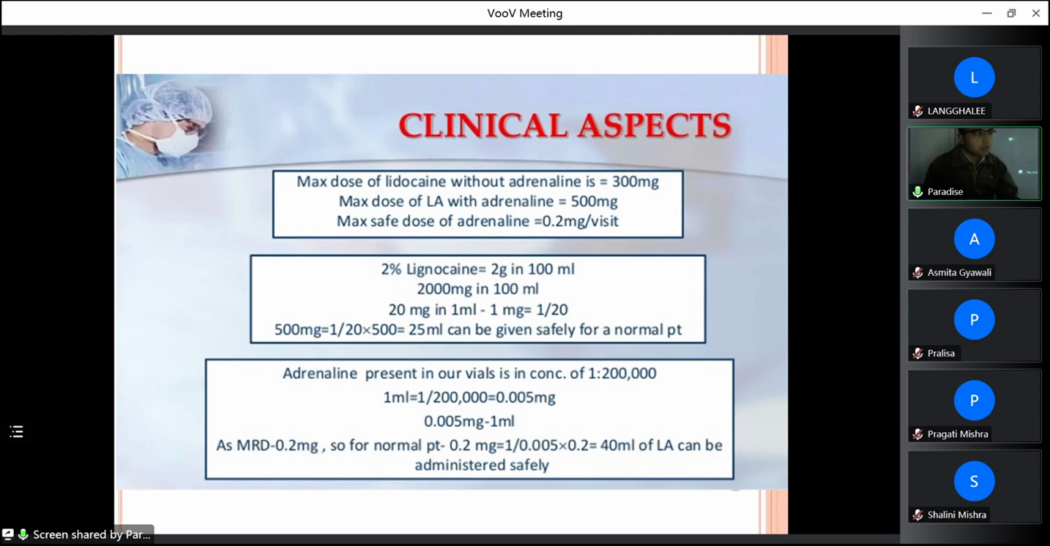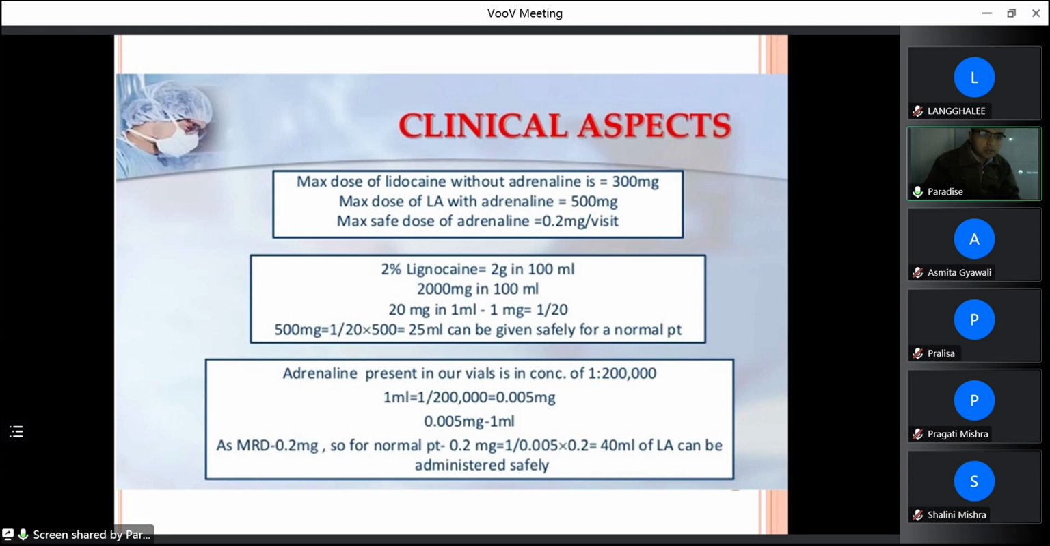Again, you have to calculate the dose of adrenaline as well. Adrenaline in our vial is in a concentration of 1:2 lakh. So 1 ml consists of 1 by 2 lakh, or 0.005 mg of adrenaline. As the maximum recommended dose is 0.2 mg, for a normal patient 0.2 mg is present in 1 by 0.005 into 0.2, that is 40 ml of local anesthesia, which can be administered safely. So according to the dose of adrenaline, 40 ml is safe.